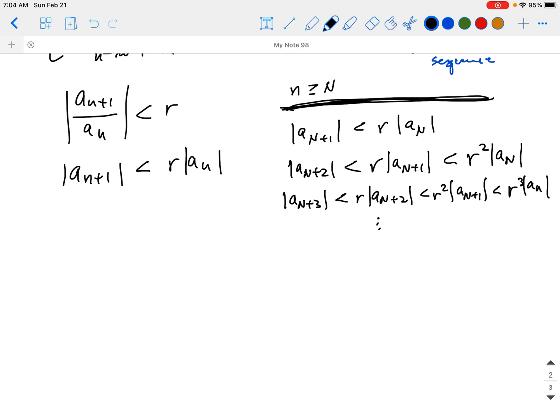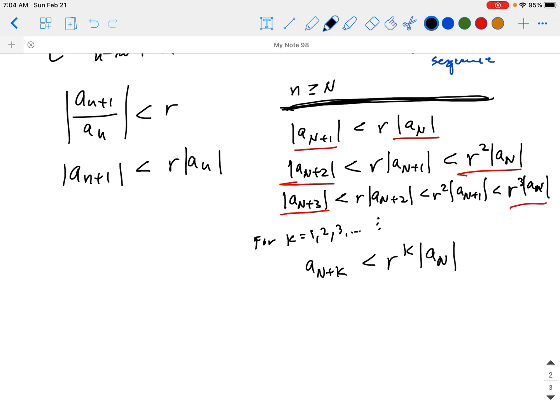And we can continue constructing this so that, let's use k, for k in the counting numbers, we'll get a sub N plus k is less than, and the parts that we're interested in here are actually on the ends of the inequality. So we've got r squared, r cubed times a sub capital N. And so for the N plus k term, k terms past that capital N value, we'll get r to the k a sub capital N.